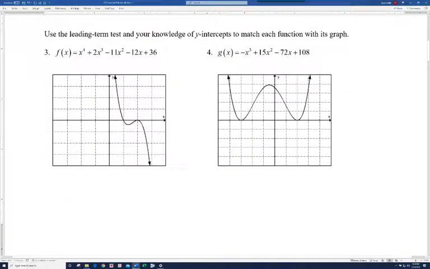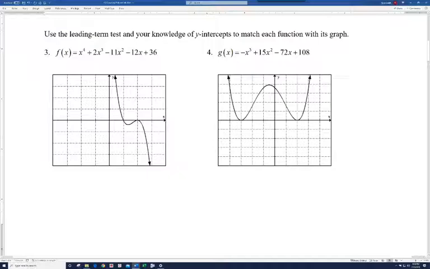It says use the leading term test and your knowledge of Y-intercepts to match each function with its graph. Honestly, you can look at Y-intercepts. Here it would be 0, 36. Here it would be 0, 108. But I think the thing we really want to look at here is the end behavior, and that should be enough. But sometimes the Y-intercept can help us out as well.